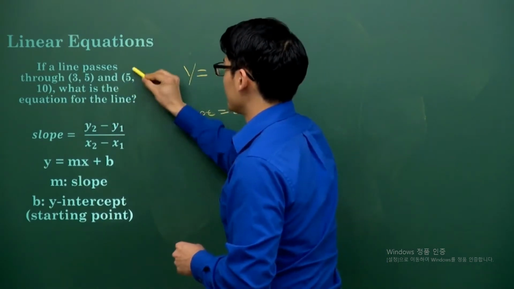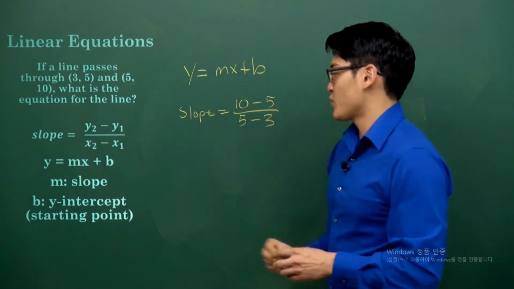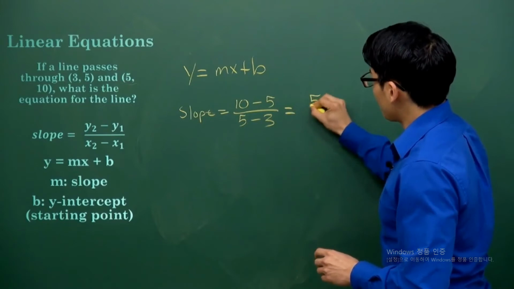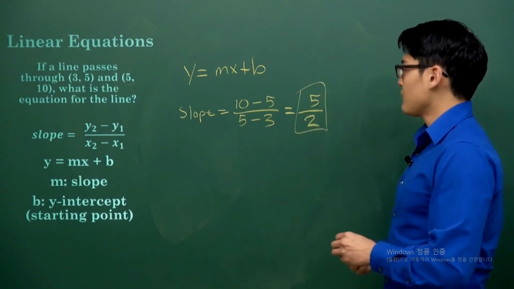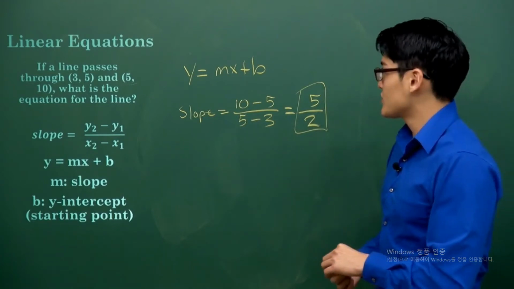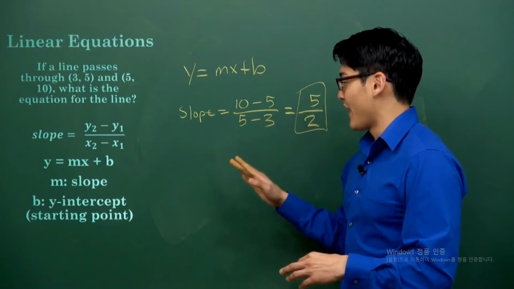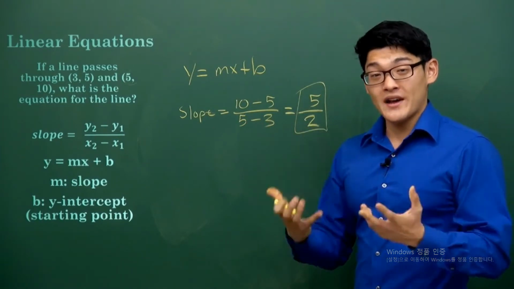Over x2, which is 5 minus 3, which is x1. Let's go ahead and simplify, which is 5 over 2. Great. So 5 over 2. So we have the slope right now, and the last thing we have to figure out is the y-intercept.